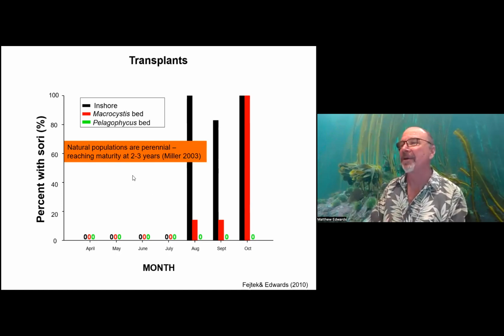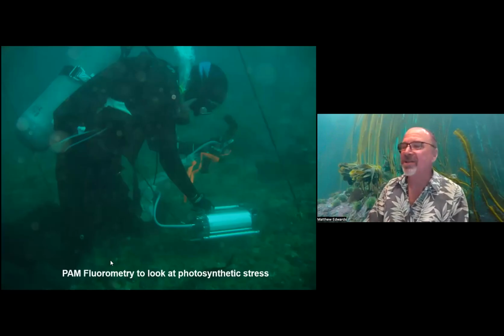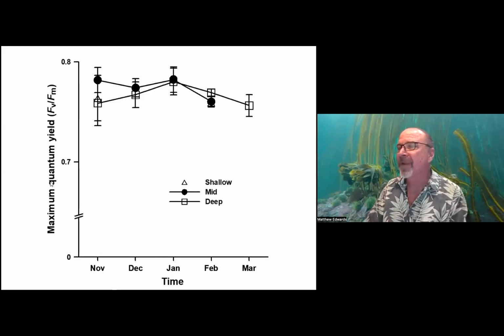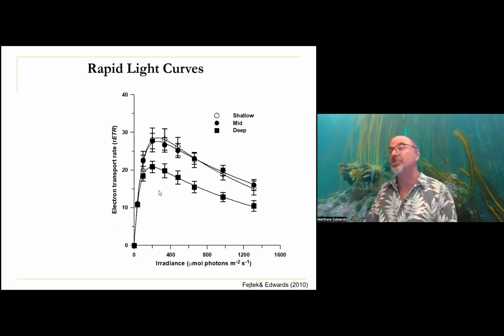So why aren't they? Well, she looked at photosynthetic stress using pulse amplitude modulated fluorometry. We could look at quantum yield, a measure of stress. No difference between the three. It's not photosynthetic. We can look at rapid light curves, which is if you look at irradiance increasing from dark to bright, the electron transport rate in photosystem 2.